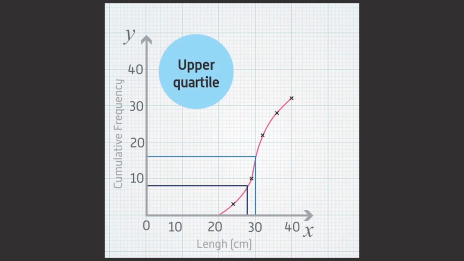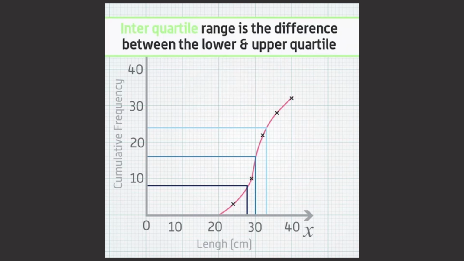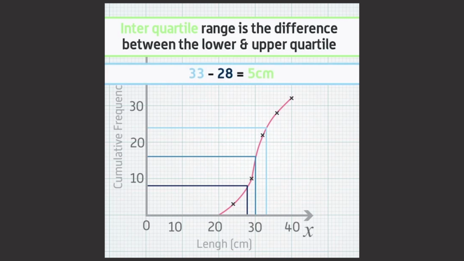To read off the upper quartile, we need to find the value that is 3/4 of the total frequency. That's 24 on this graph. Next, we must read off the length which corresponds with a cumulative frequency of 24. It's 33 centimetres. The interquartile range is the difference between the lower quartile and the upper quartile. That's 33 minus 28, which is 5 centimetres.